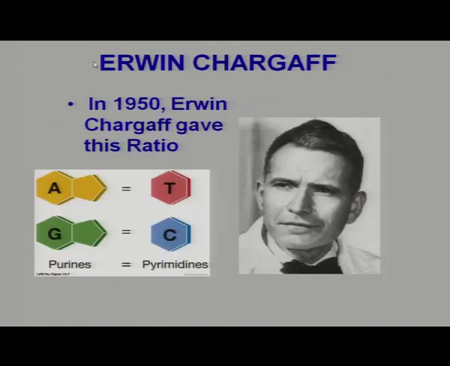Later on, Erwin Chargaff in 1950 gave the ratio which is also called Chargaff ratio, which states that in a particular DNA fragment, number of purine will always be equal to number of pyrimidine. If suppose there are thousand adenine nucleotides in a particular DNA fragment, then there will be 1000 thymine in that DNA. Similarly, the concentration of guanine will always be equal to concentration of cytosine in a particular DNA fragment.